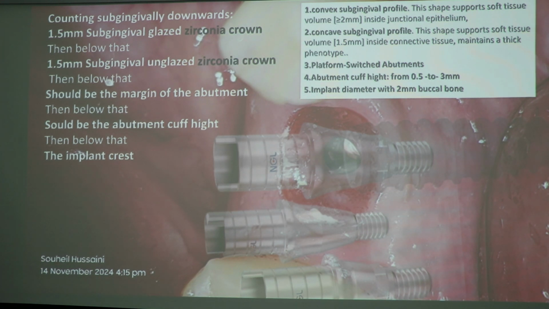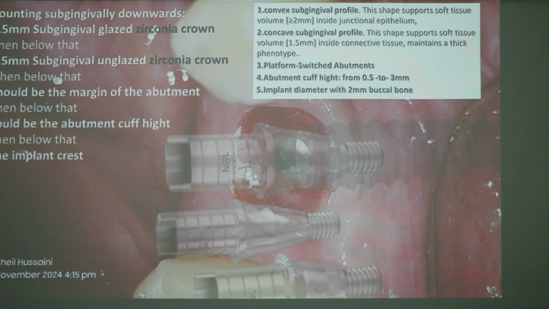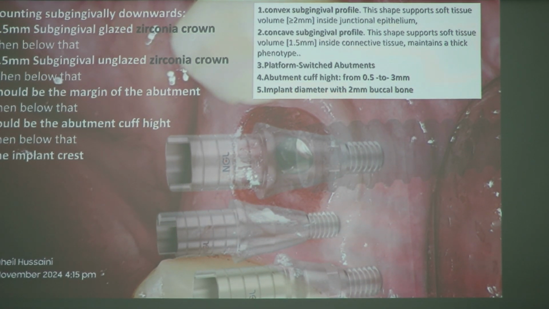Alright, did we read this also? Convex subgingival profile: this shape supports soft tissue volume more than or equal to 2 mm inside junctional epithelium. Concave subgingival profile: this shape supports soft tissue volume 1.5 mm inside connective tissue, maintains a thick phenotype. Number 3, platform switch abutment. 4, abutment cuff height from 0.5 to 3 mm. 5, implant diameter with 2 mm buccal bone. Okay, this is the summary of the Thomas theory.